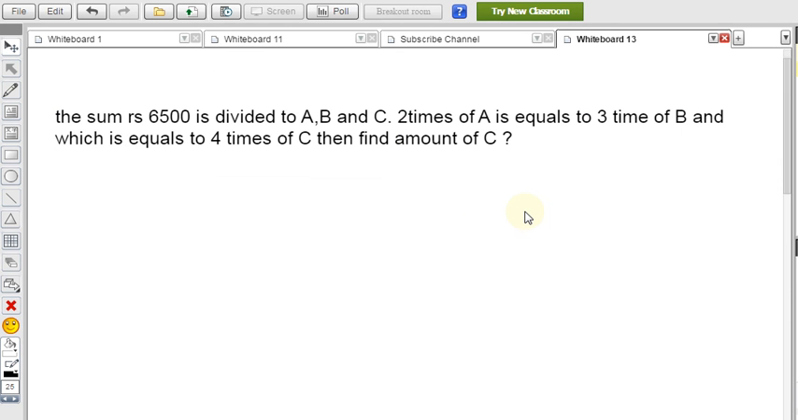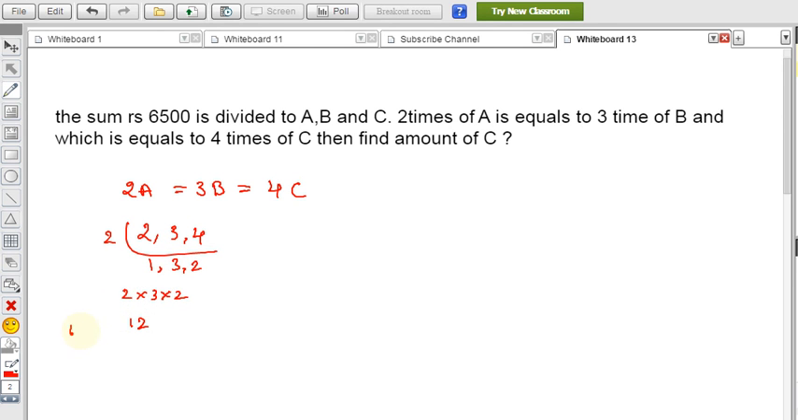Let us see this. The sum, rupees 6500, is divided into A, B, C. And according to the condition, 2 times A is equal to 3 times B is equal to 4 times C. So we need to take A, B, C in the numerator and the numbers in the denominator. So the shortcut is, for 2, 3, 4 you take the LCM. 2 ones are 2, 3, 2 twos are 4. So 2 into 3 into 2, so 12 is the LCM.